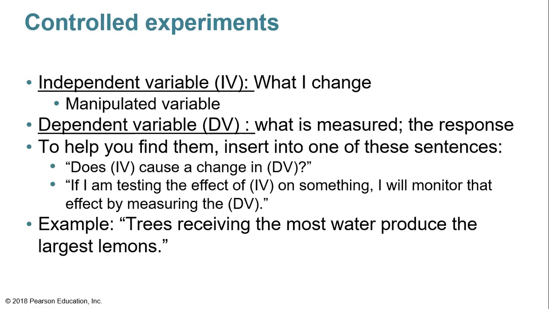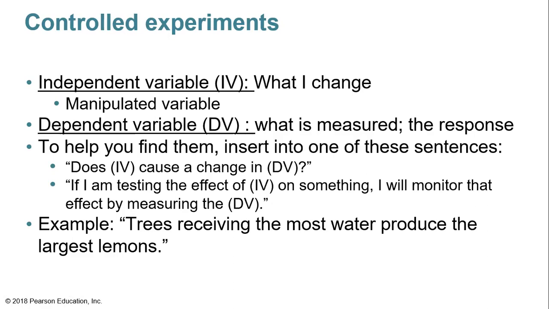Example, trees receiving the most water produce the largest lemons. The independent variable here is the amount of water because that's what you are directly changing. You are either giving the trees more water or less water. And you can't just write water. Water is not the right answer. That's a wrong answer. If you just write that, how will somebody know what about the water you mean? Are you talking about how dirty the water is or where you got the water? No, you're testing the amount of water. So amount of water is the independent variable.